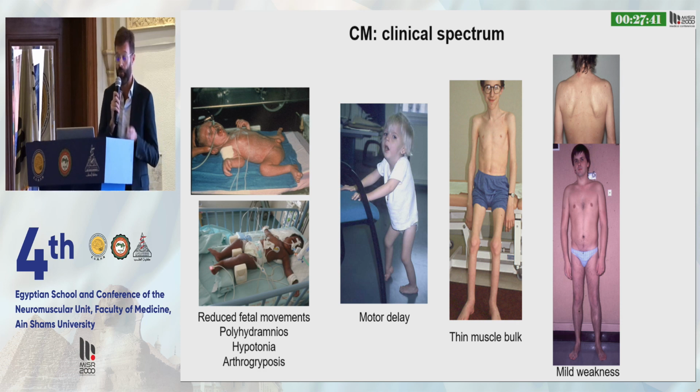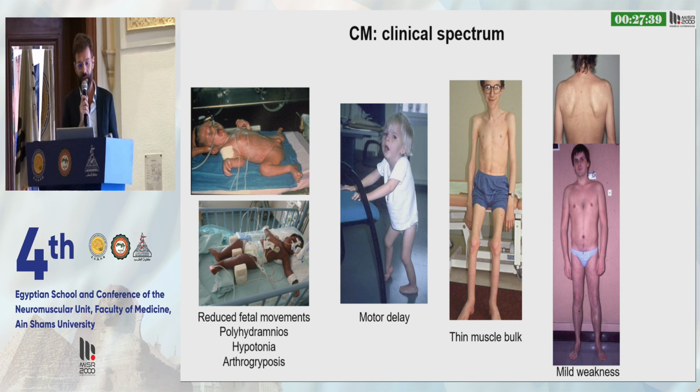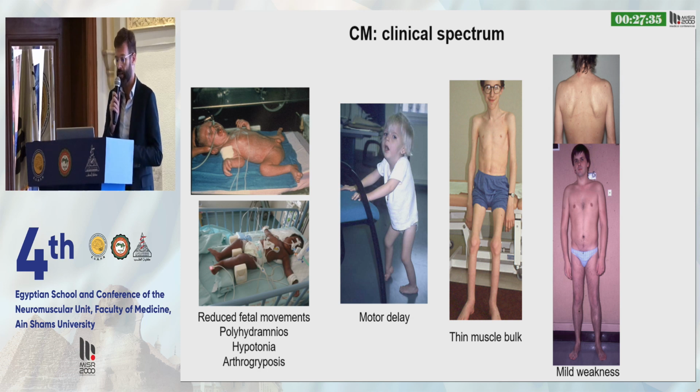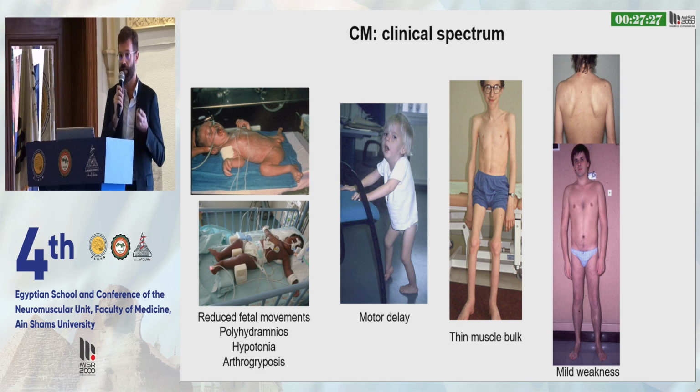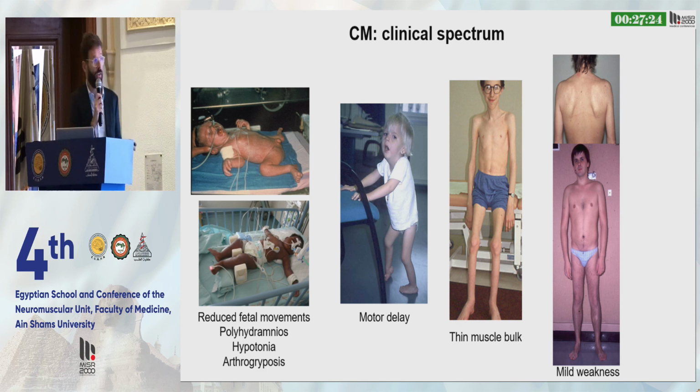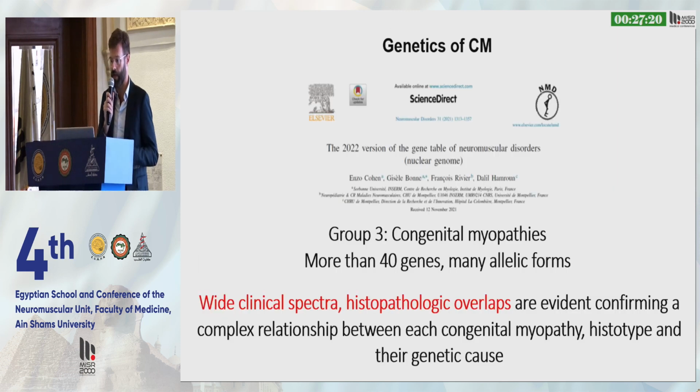with cases that onset very early antenatally with arthrogryposis, reduced fetal movements, other cases that manifest with motor delays, and then you have cases that can conserve the gait, for example like this patient, but they have thin muscle bulk and weakness. And then you have other cases that are very mild, but you need to diagnose them.